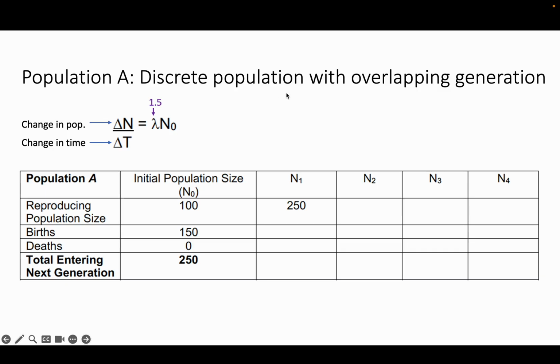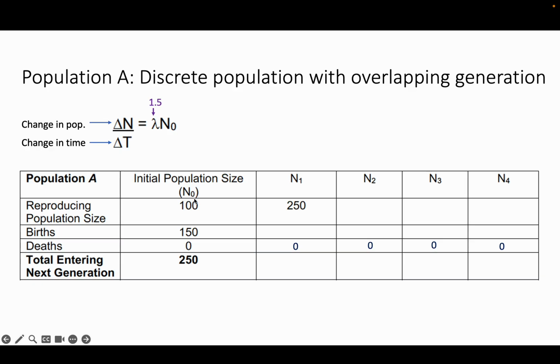So individuals are giving birth at a specific time in the year, and with overlapping generations, the adults are still around when their offspring reach sexual maturity. And as a reminder, death is going to be zero in our scenario because the parents are not dying. Again, it's an overly simplified example, but this is just to get you to understand how to use these equations. So go ahead and start working on population A, and you can fill out this table as well. We'll do the first few together.